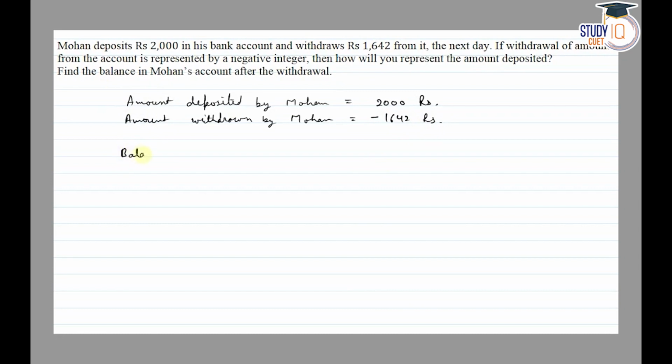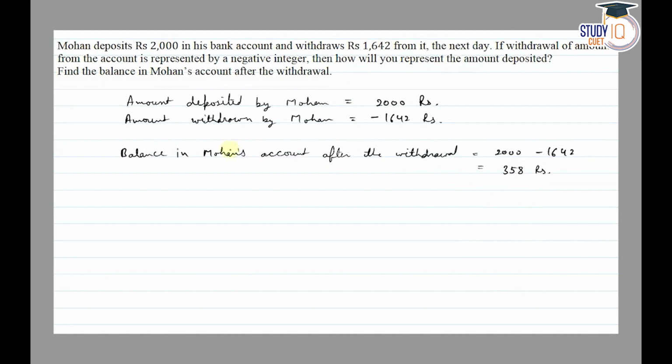So we have to find out the balance in Mohan's account after the withdrawal, which is equal to 2000 minus 1642. So we will have 376 rupees. Sorry, this will be 358 rupees.